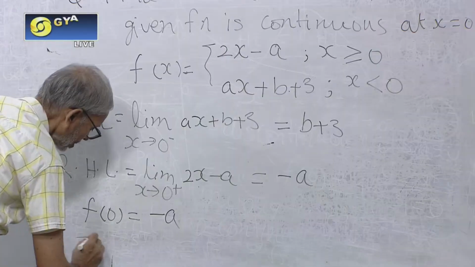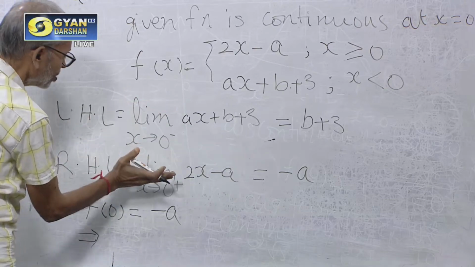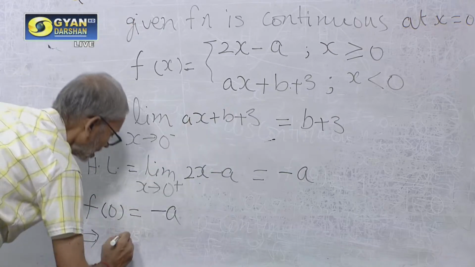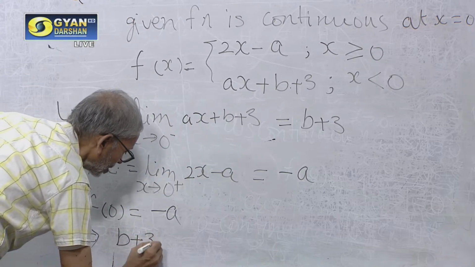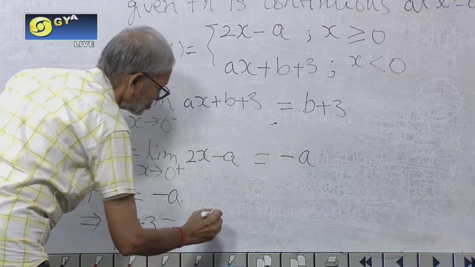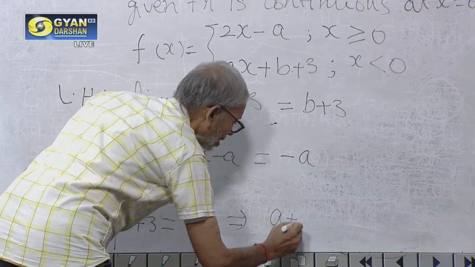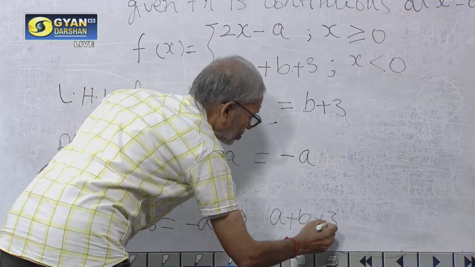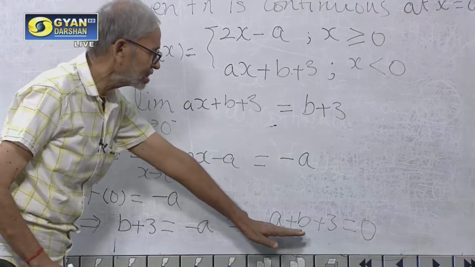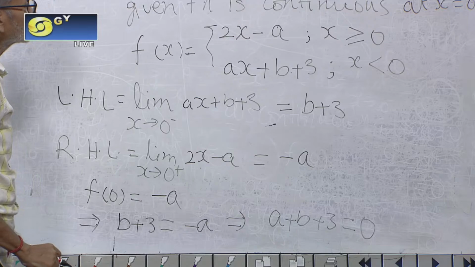So, since it is given that the function is continuous, its LHL will be equal to RHL, which is equal to f0. So, LHL is equal to b plus 3 and will be equal to minus a. So, this gives the relation that a plus b plus 3 is equal to 0. This is the relation which we have to satisfy for making the function continuous.